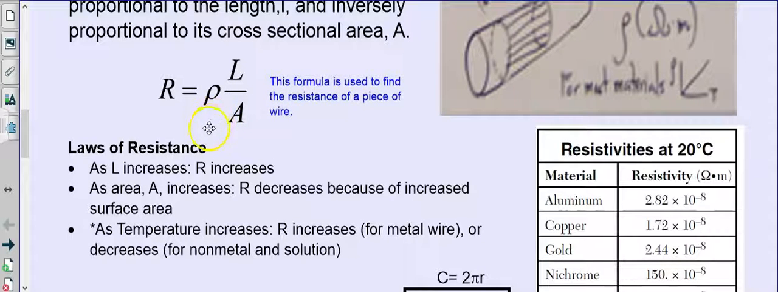All right, so let's just take a look at some of the laws of resistance based on this formula alone. As the length of the wire increases, the resistance will also increase. So let's take a look at the cross-sectional area of the circle. As the area increases, the resistance decreases. You see it's on the bottom.